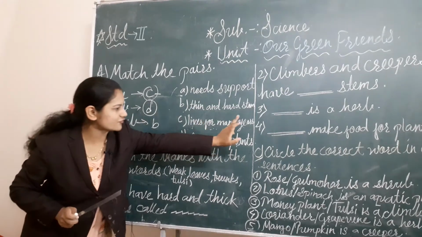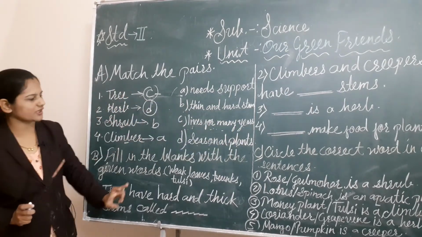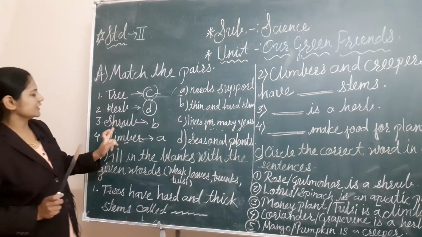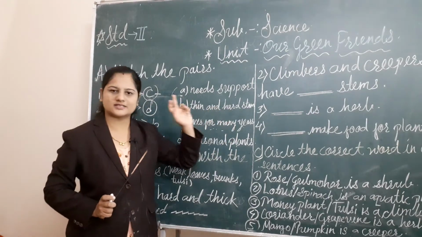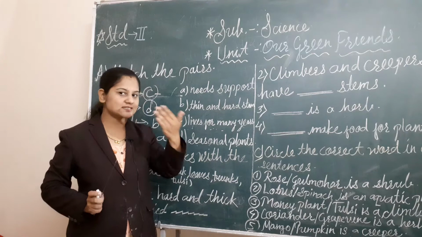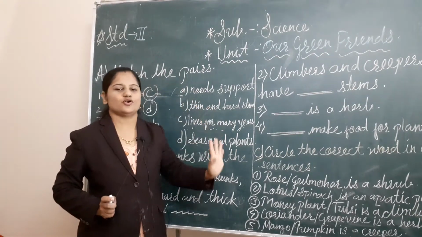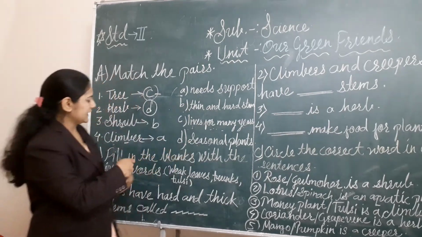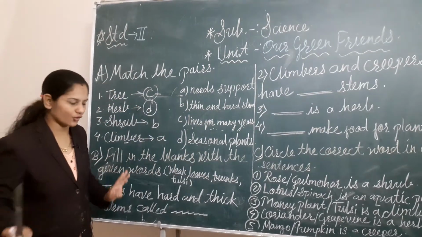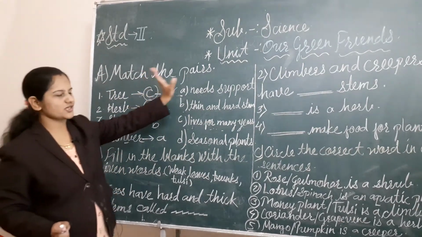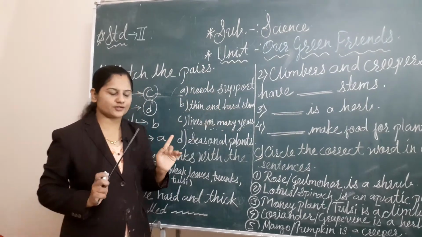Trees, C, live for many years. Herb, D, seasonal plants. Then the shrubs, thin and hard stem, that is a smaller plant than the trees. And then the clambers need support of any wall, stick. They need the support to grow. That's it for question A, match the pairs. Clear with you?